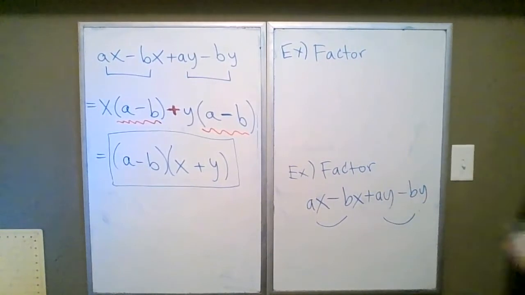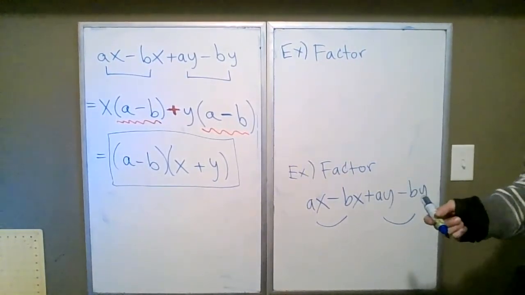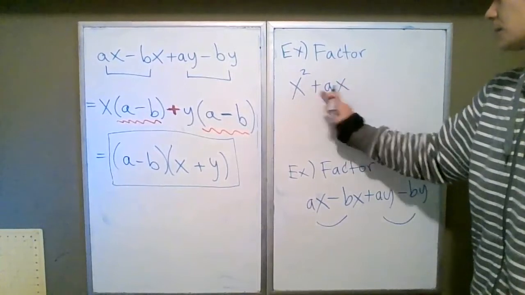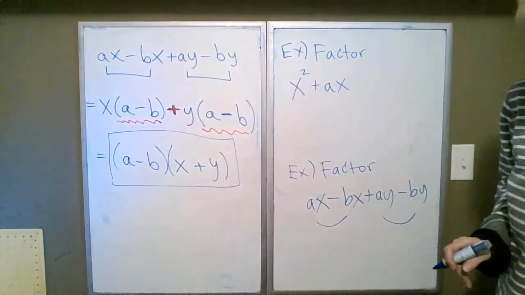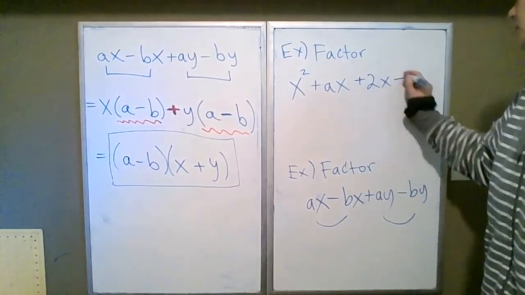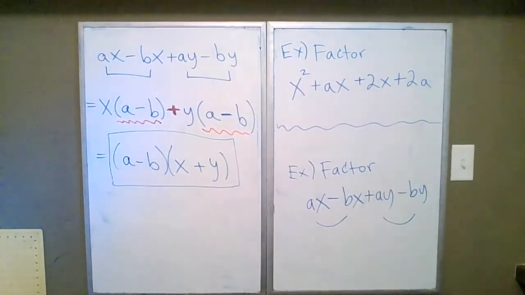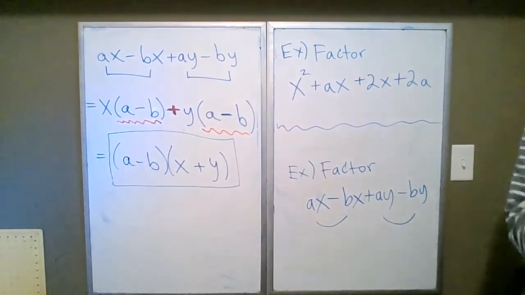Okay, I'm gonna put this up, but then I'm gonna try grabbing a different pen. So we want to factor x squared plus ax add 2x, add 2a. I'll be right back. Okay, I'm back.